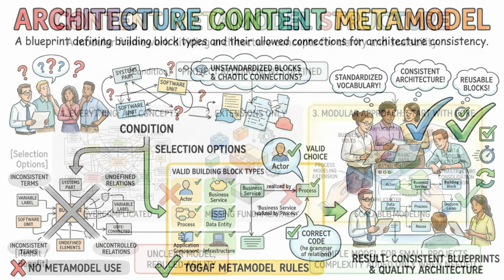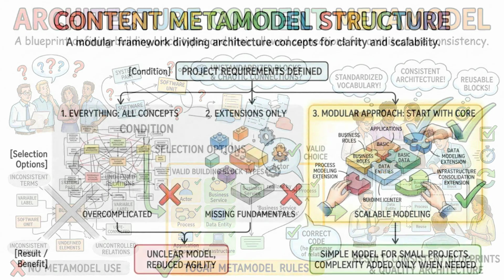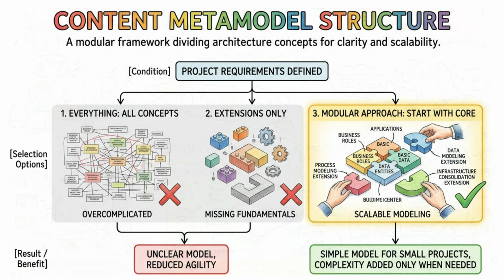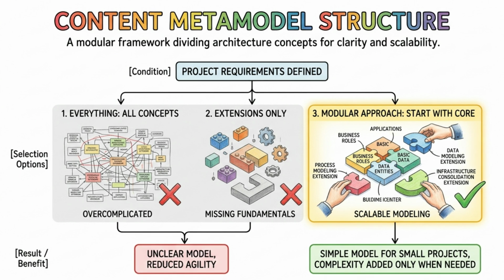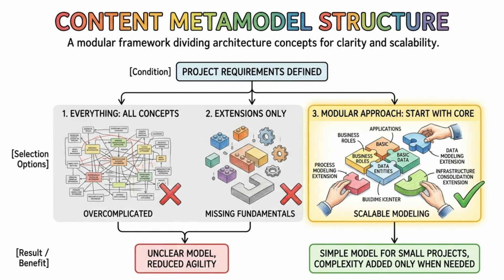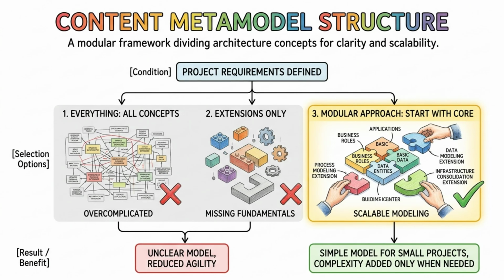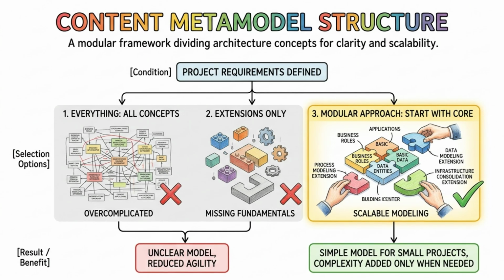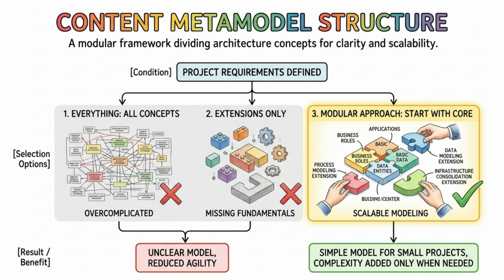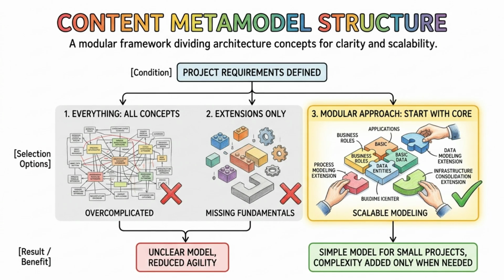The content metamodel is deliberately divided into a core metamodel and various metamodel extensions. The core metamodel contains only the most fundamental concepts that every single enterprise architecture project will need, such as business roles, applications, and basic data entities. Metamodel extensions provide additional, specialized building blocks for specific deep dive topics, such as process modeling, data modeling, or infrastructure consolidation. This modular approach allows architecture teams to keep their models simple for small projects, while adding complexity only when specifically needed.